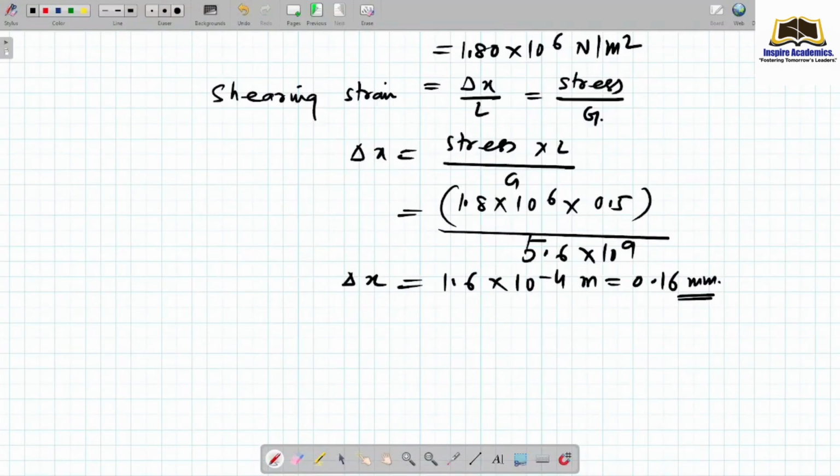Where did 5.6 into 10 to the power 9 come from? This is a standard constant, the shearing strength of the material. It will be provided to you. Now in the next class we will discuss what is bulk modulus. We'll also do some questions, and discuss Poisson's ratio and application part, and in the next class we will close this chapter.